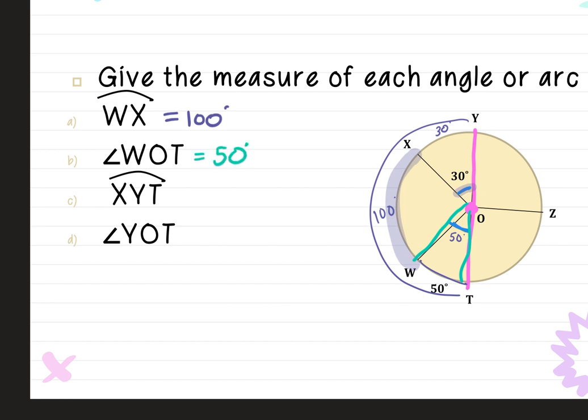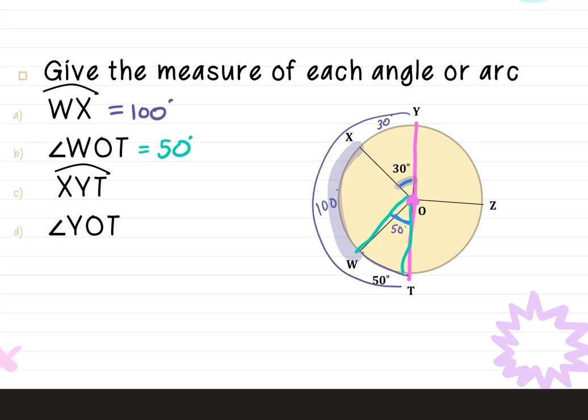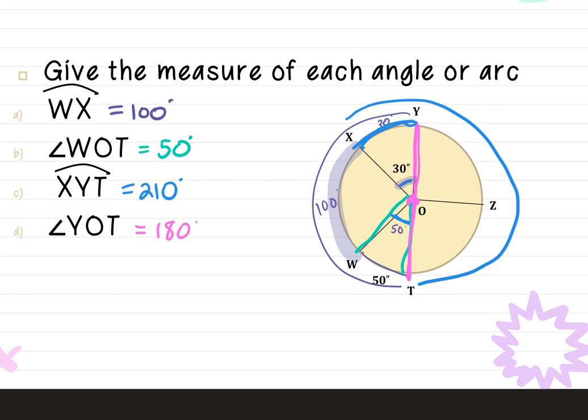That's a good question. Thank you. XYT is what? 210. How do you get it? 180 plus 30. Good. The 180, that's the semicircle, plus the 30 that's over here. Or you could subtract the 150 from the 360. All of it overlaps. And then the last one is YOT, which is 180. Good. It's a straight line, or a straight angle.